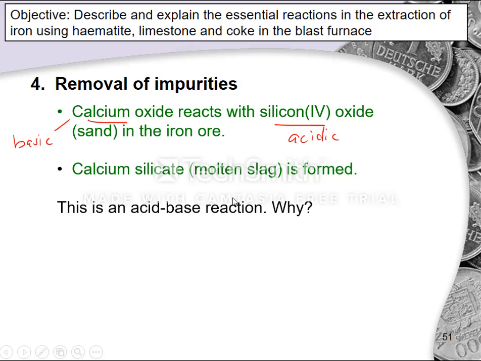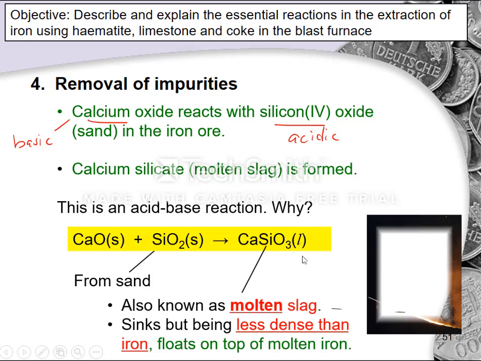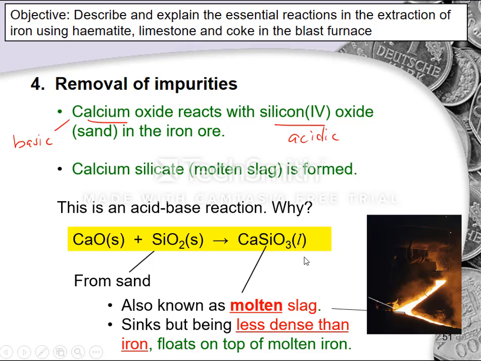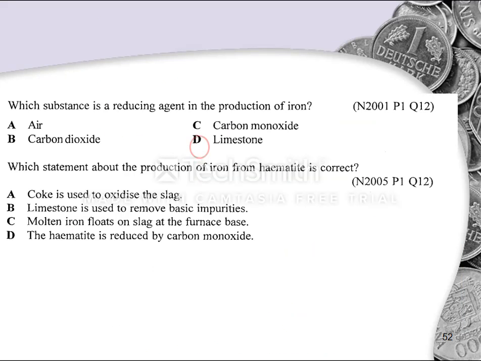Okay. Now, why is this an acid-base reaction? As I mentioned, a base, which is a metal oxide, calcium oxide, and an acidic oxide, which is silicon dioxide or silicon oxide, they react to form a salt, which is calcium silicate. And this calcium silicate, take note of the state symbol, it is liquid. Liquid means it flows down easily due to gravity, towards the bottom, and because of lower density than the molten iron, it will flow on top of the molten iron. So remember, when you are asked to label the blast furnace, the molten slag having a lower density will always flow on top of the molten iron.